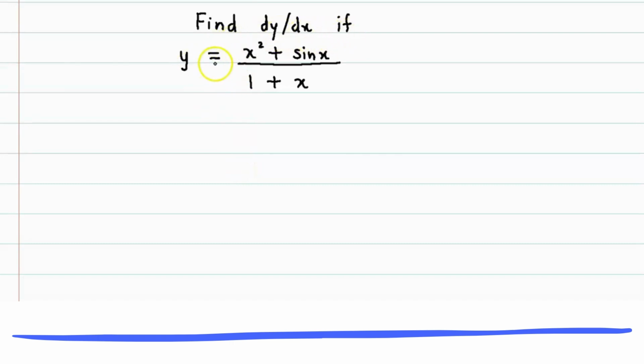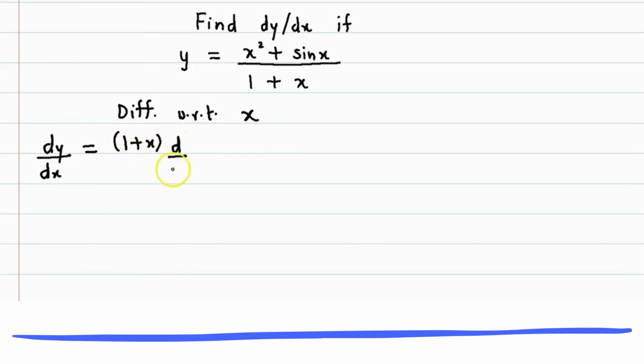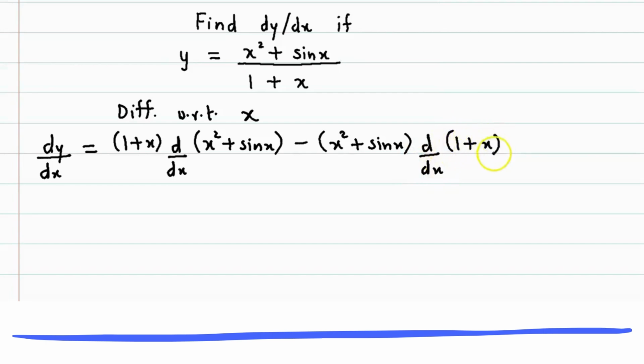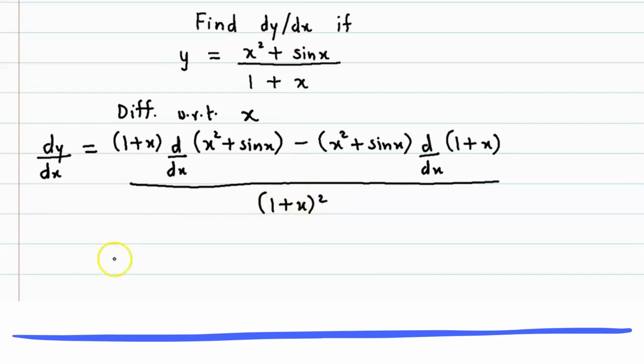Find dy by dx if y is equal to (x square plus sin x) upon (1 plus x). Using the quotient rule, now differentiating with respect to x, we get dy by dx is equal to (1 plus x) into derivative of (x square plus sin x) minus (x square plus sin x) into derivative of (1 plus x), the whole thing divided by (1 plus x) the whole square.